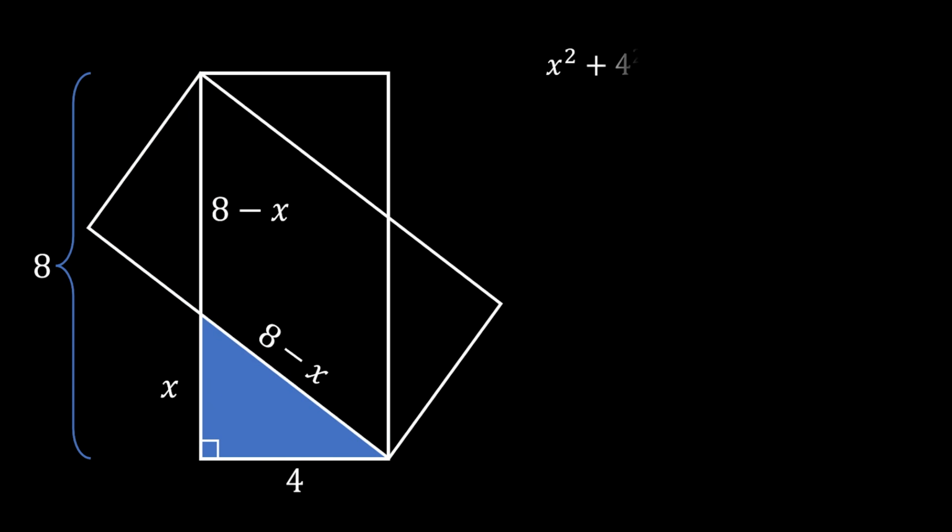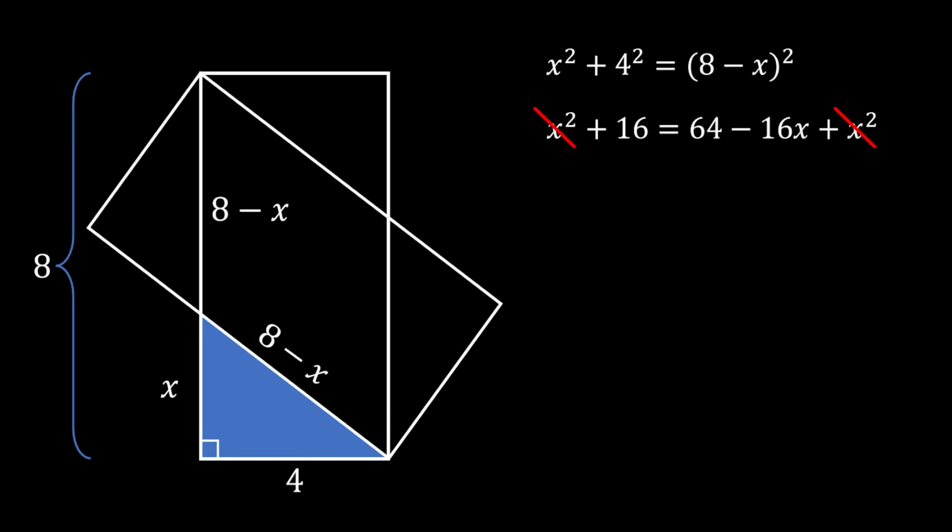Now we can use the Pythagorean theorem on our bottom triangle. We can say that the leg x squared plus the leg 4 squared must be equal to the hypotenuse (8 minus x) squared. Now we can simplify this by using the formula for the square of a binomial on the right side of the equation. Then we can cancel x squared and get that 16x is equal to 48, which means that x must be equal to 3. Now we substitute the value of x, and of course the hypotenuse of our triangle must be equal to 8 minus 3, which is equal to 5.